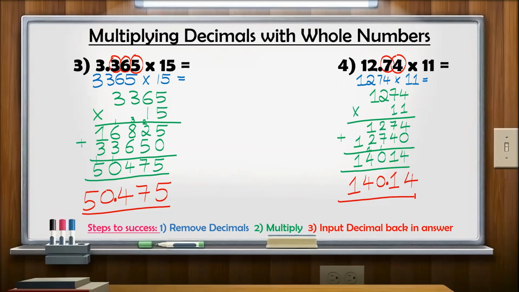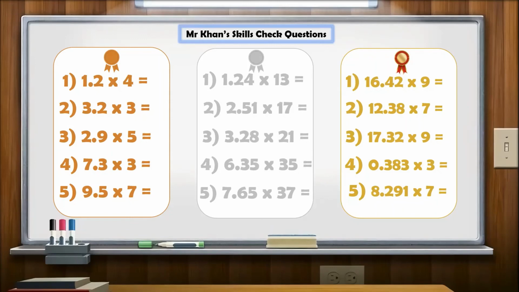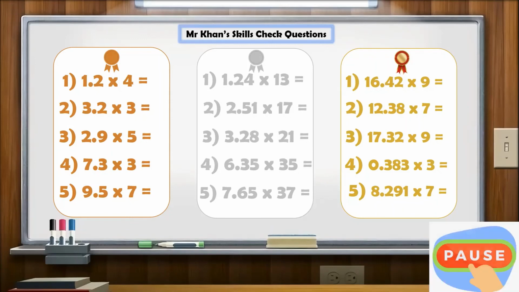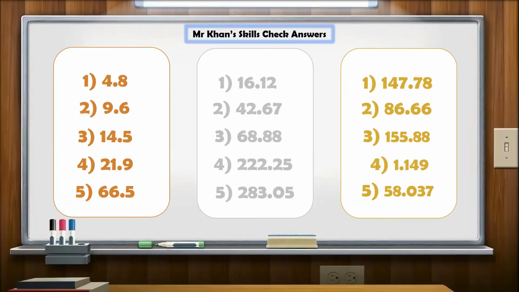Now that you have seen the worked examples, please go ahead and have a go at Mr. Khan's skills check questions to see how you get on with multiplying decimals with whole numbers. Here are Mr. Khan's skills check questions. Please press pause and have a go at the questions on your screen and press play when you're ready for the answers to be revealed. Here are the answers to Mr. Khan's skills check questions. Check how you have got on by marking the questions you have done.